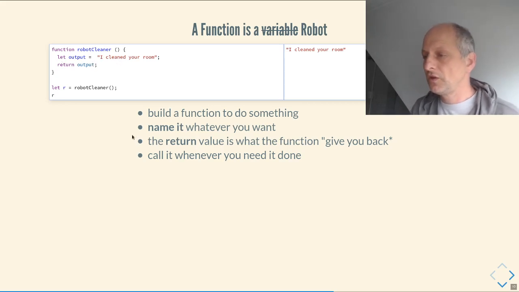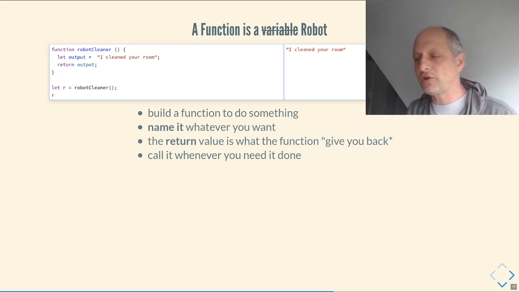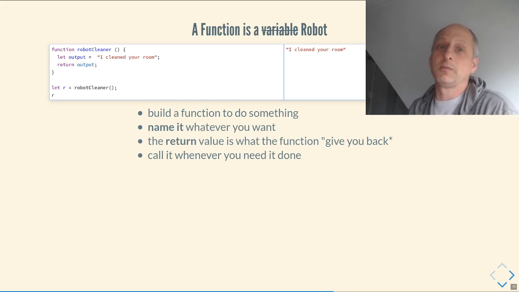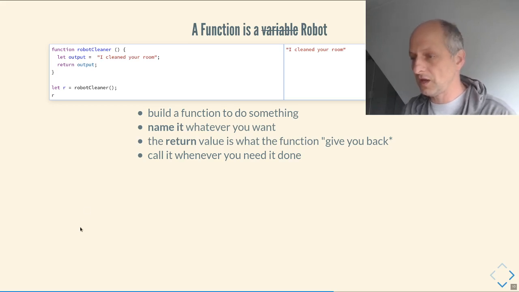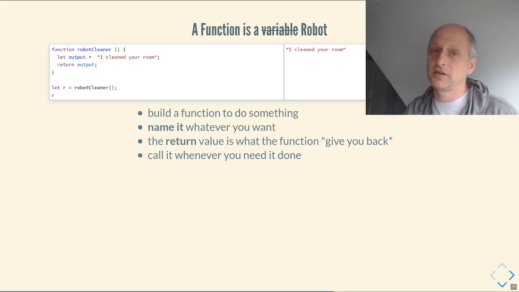The value of r is going to be I cleaned your room, because the return value of robot cleaner is I cleaned your room. So when you write a function, you build a function to do something. You name it whatever you want to. The return value is what the function gives you back. You need to call the function whenever you need this thing done. Okay, so let's say you built this robot cleaner because your room is a mess. I mean, that's why I would build a robot cleaner, because my room is disgusting. And maybe I'll call it every day, certainly a couple times a week.